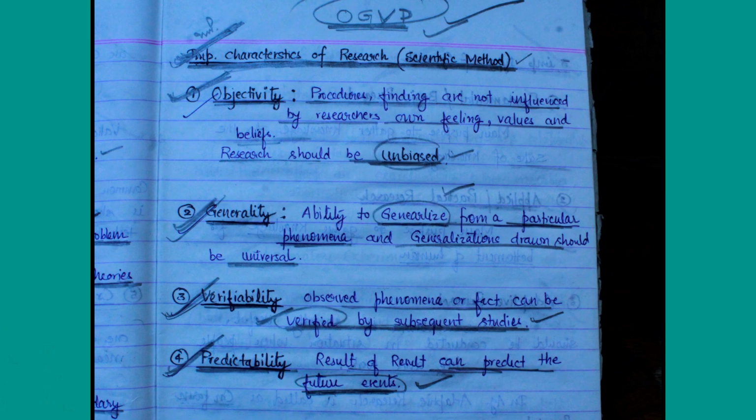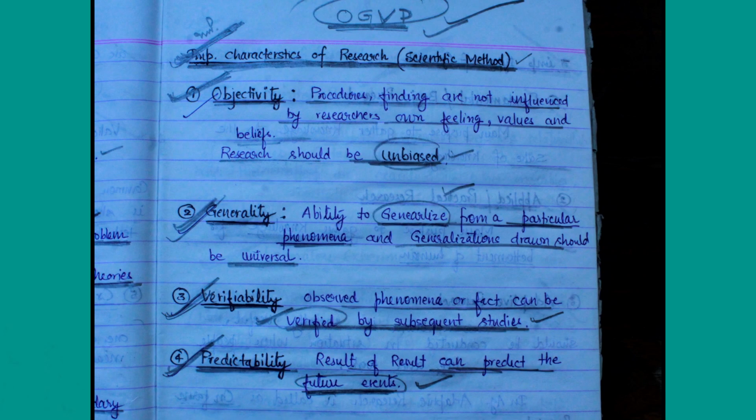The third one is verifiability. Verifiability means observed phenomena or facts can be verified by subsequent studies. If you have done a particular research, and another person does that research with the same model and the same variables, he or she should get the same result which you have got, or be able to verify your results. Today if I want to verify Einstein's principles, if I have the same facilities in my research lab, I will do the same thing and get the same theory.